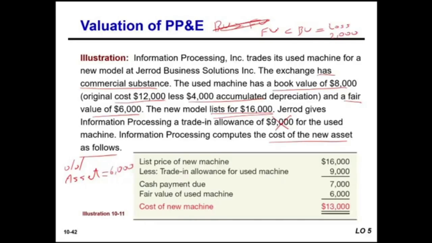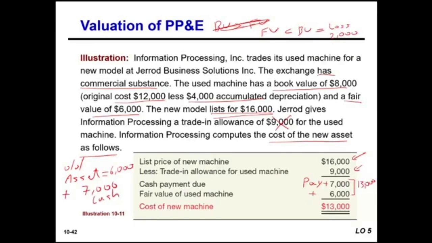Now, obviously you paid something. How much cash did you have to pay? The list price is 16. They gave you a trade-in allowance of 9. So they told you to pay 7,000. So you had to pay $7,000 cash plus you gave up an old machine with a fair value of 6. So what you gave up is 13,000: the old asset, plus cash of 7,000.